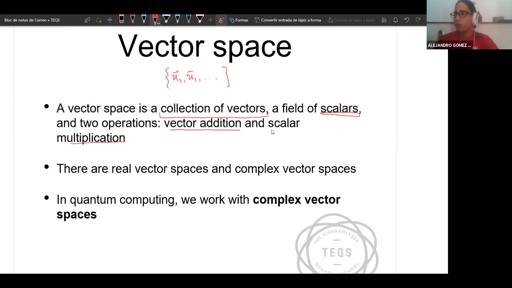Fine, so what happens if we choose the scalars from the real numbers? Then we get a real vector space. And if we choose those numbers from the complex numbers, we get a complex vector space. In quantum computing, we'll be working with complex vector spaces. So our scalars are going to be complex numbers, with no exception. Okay.